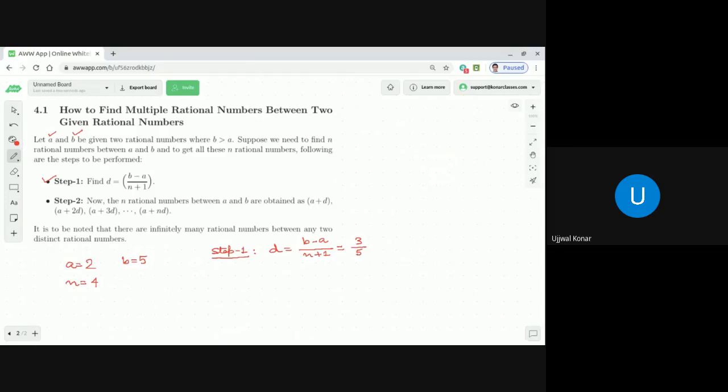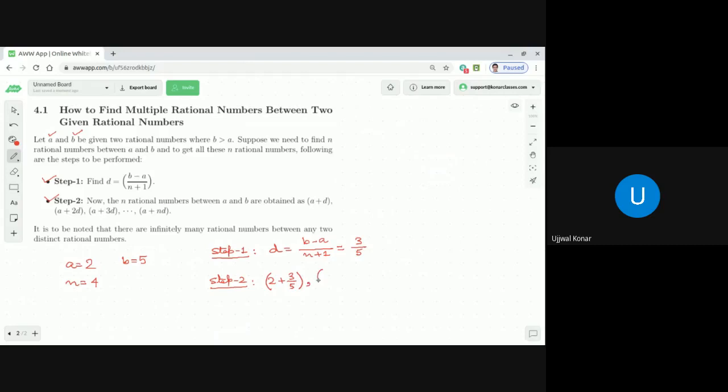Now in the second step, we can find the n rational numbers between A and B as A plus D, A plus 2D, A plus 3D, and so on up to A plus nD. So what we get in step 2 is the first rational number in between 2 and 5: A plus D, that is 2 plus 3 by 5.